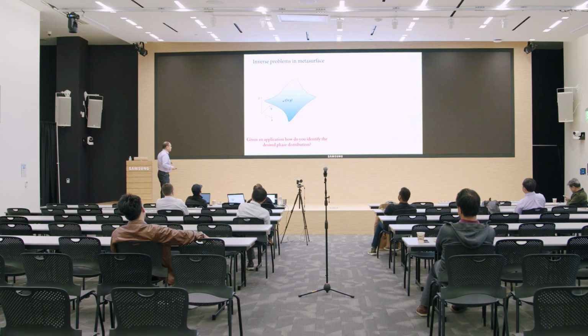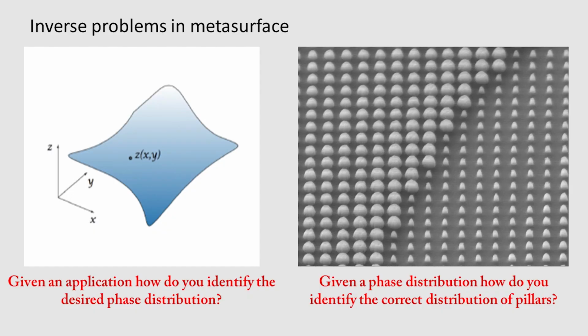If you look at this problem, there are two inverse design problems that we are asking. One of them is, given an application, how do we identify the desired phase distribution? So this cubic profile or double helix, we already knew. We just implemented that. But if you don't know the phase profile, how can we get this phase profile given a particular application? And then, given a phase distribution, how do you identify the correct distribution of pillars?